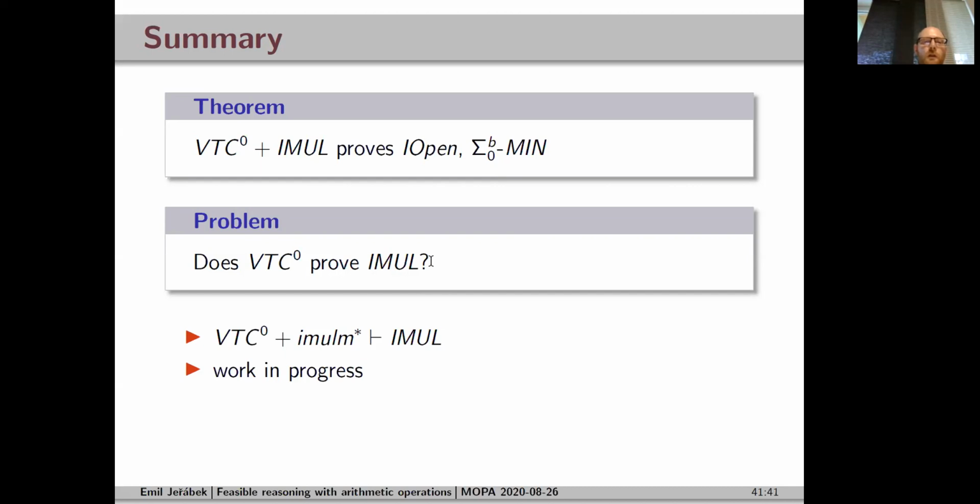And we do not know yet whether this iterated multiplication axiom is in fact redundant, whether it's provable in the base theory VTC0 right away. But there is some indication that it might be, so this is a work in progress. So far I know that it can be proved if we consider this weaker extra axiom basically. So this is all.